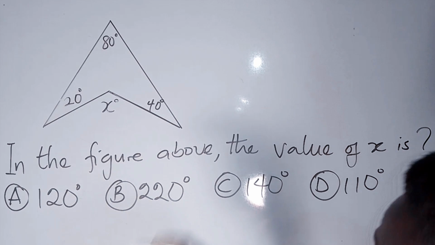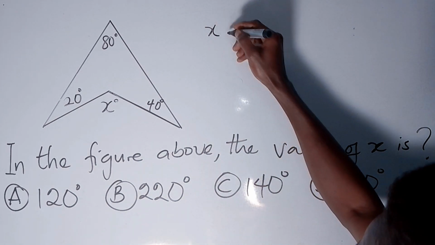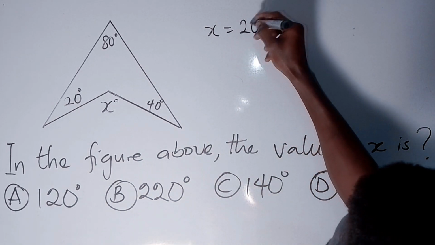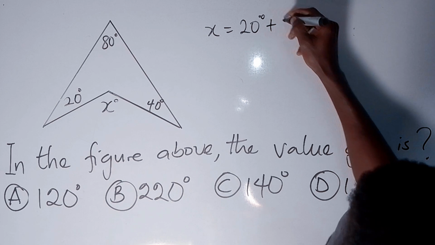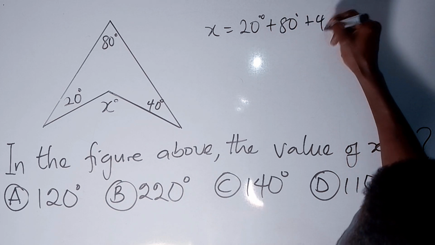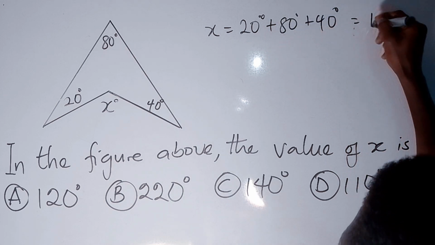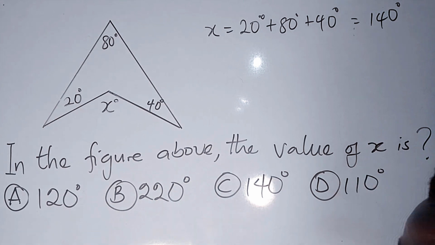from my own experience, I will just say, okay, x is the sum of all the angles there. 20 degrees plus 80 degrees plus 40 degrees, and that will give me 140 degrees. Why will I say that?